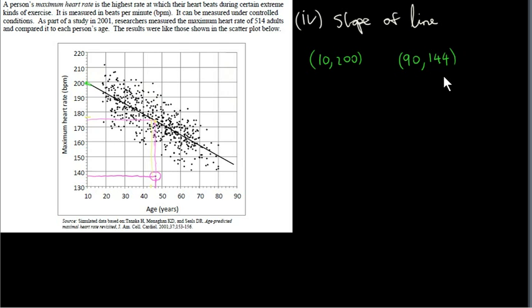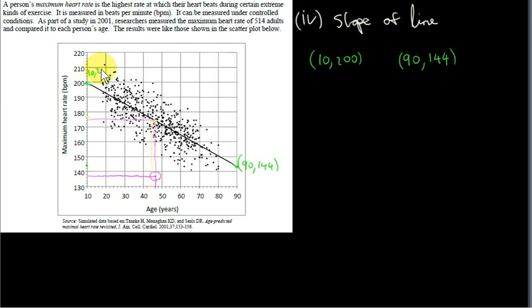I've picked another value here when x is 90. That's the most extreme value actually. And we can continue this line on, and we can try and read off the y value of this point here, which is about here, that's 144. Each of these dashes is 2 beats per minute. So this point here is coordinates 90, 144.